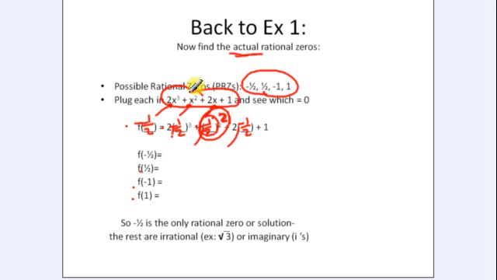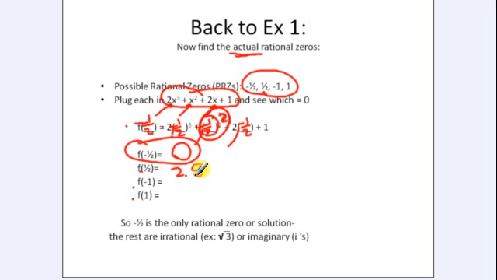Try -1/2. And make sure that you get 0. So there we found our first 0 of our function. -1/2 is a 0 because f of -1/2 equals 0. Go ahead and try 1/2. When you plug that in, you should get 2.5. So it's not a 0 of the function.